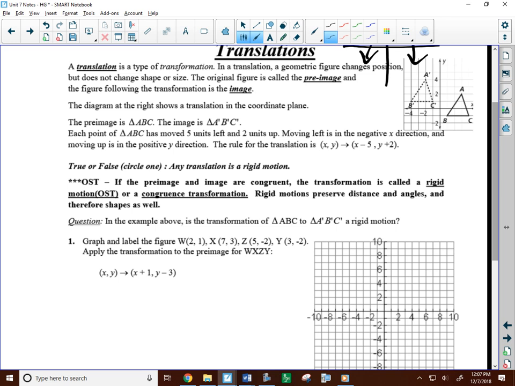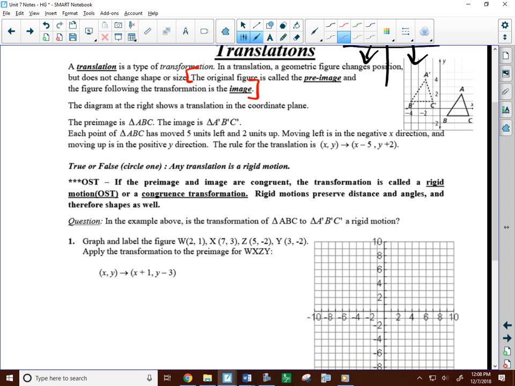Now this is for any transformation, and this is important. The original figure is called the pre-image. The new transformed figure is called the image. Pre-image and image. Well, another option they could have used is pre-image and post-image. But there's one pre-image, which you start with, and the image is the result.